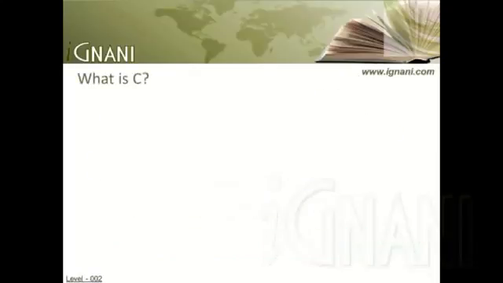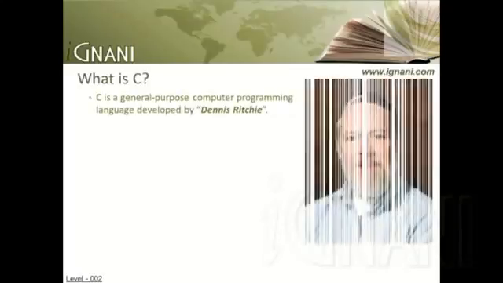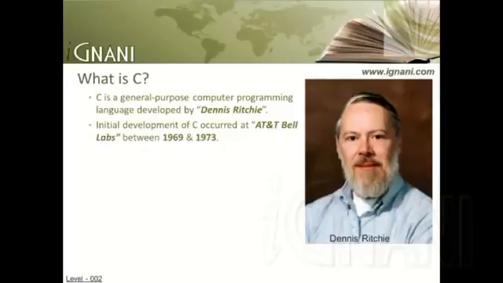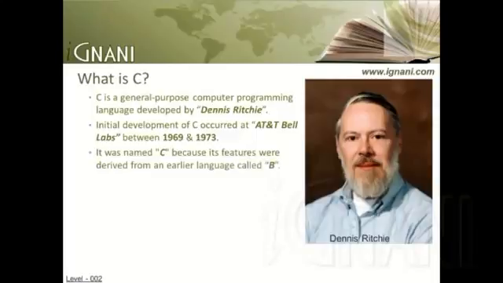What is C? C is a general-purpose computer programming language developed by Dennis Ritchie. The initial development of C occurred at AT&T Bell Labs between 1969 and 1973. It was named C because its features were derived from an earlier language called B, which according to Ken Thompson was a stripped-down version of the BCPL programming language.